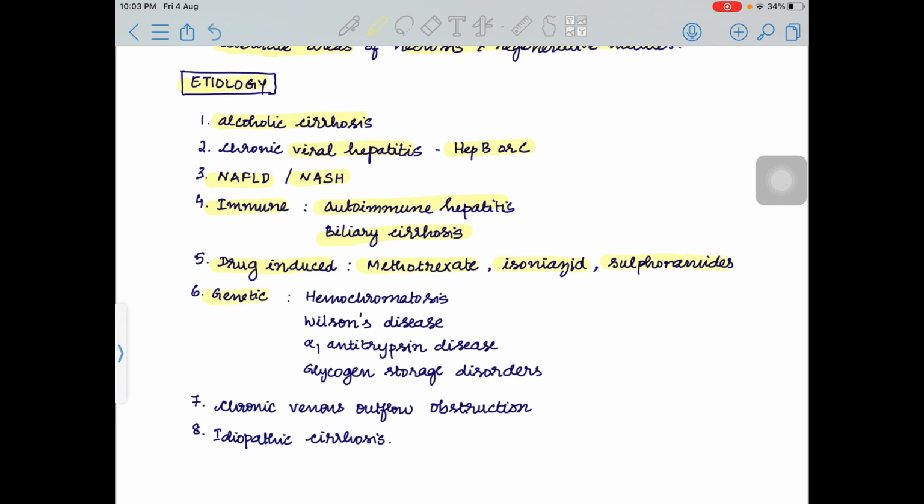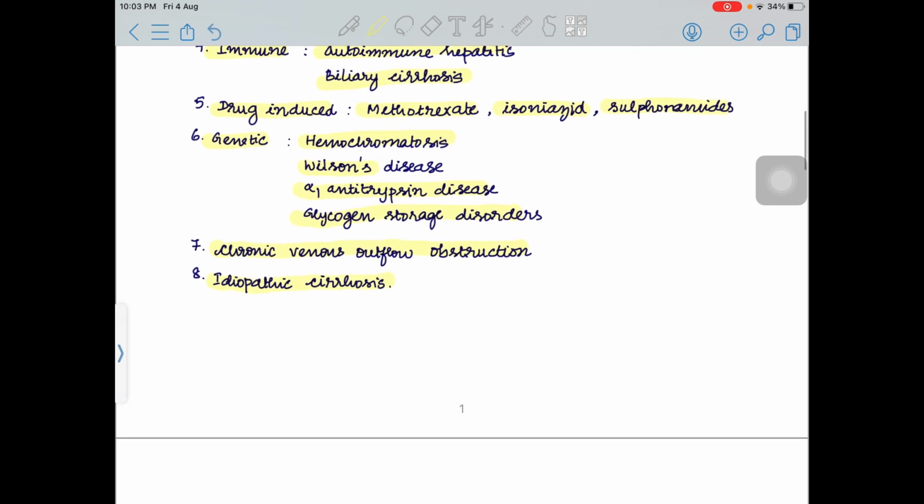In genetic disorders which cause cirrhosis, hemochromatosis, Wilson's disease, alpha-1 antitrypsin disease, glycogen storage disorders. Next is chronic venous outflow obstruction, and last is idiopathic cirrhosis. This will be the etiology of cirrhosis of liver.